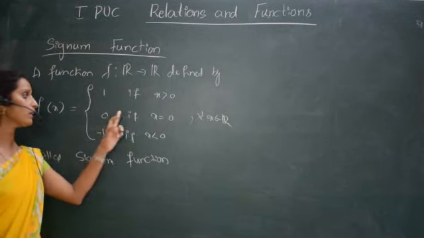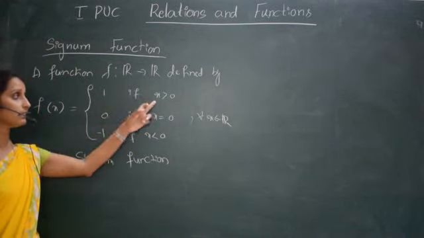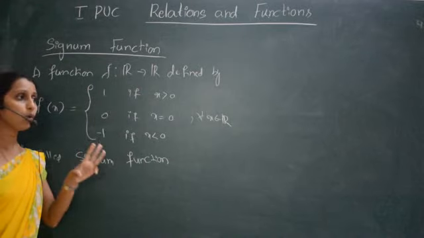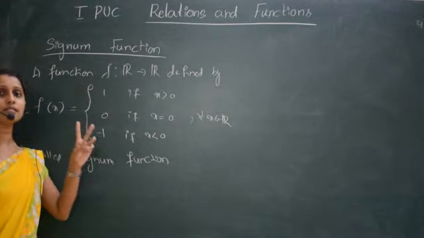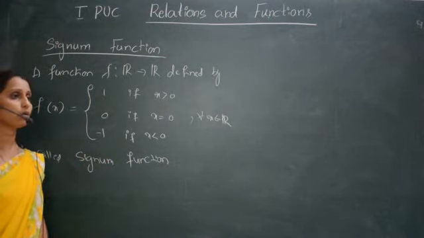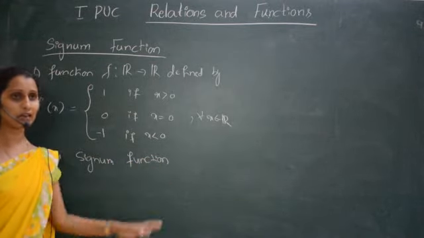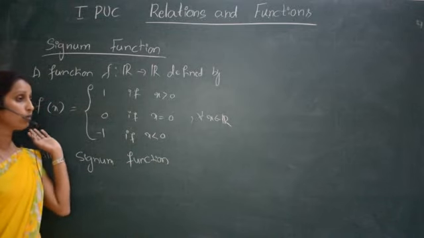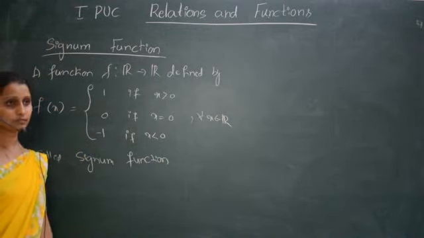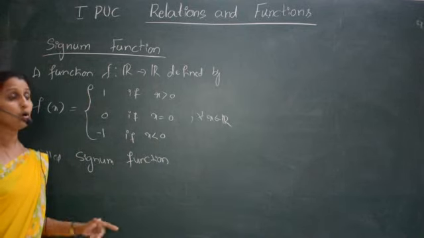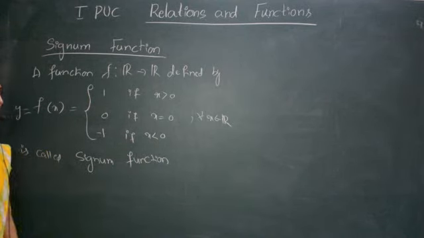If it is equal to 0, then it is 0. If it is greater than 0, then it is 1. So the function takes only three values, 1, 0 and minus 1, no other values. But x takes all the real values, while the value of y takes only 1, 0 and minus 1. So from this you can make out what the domain and the range of this function are.